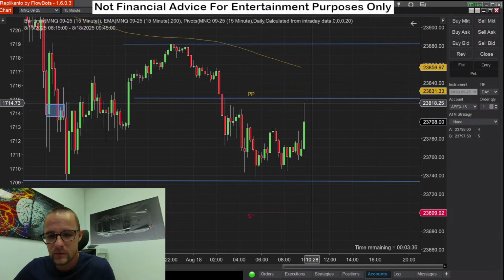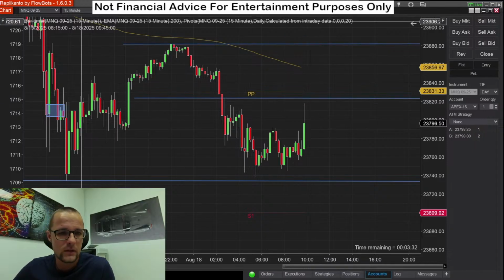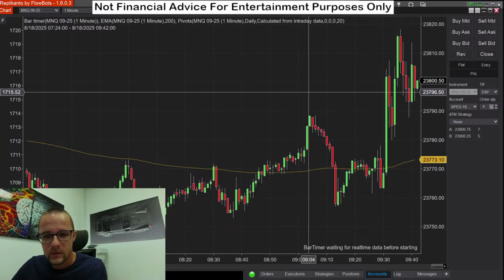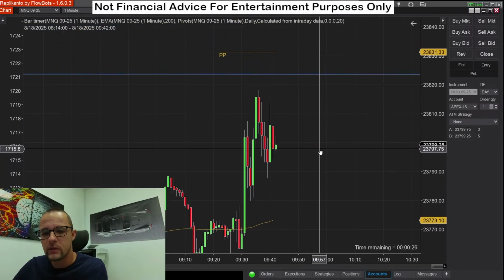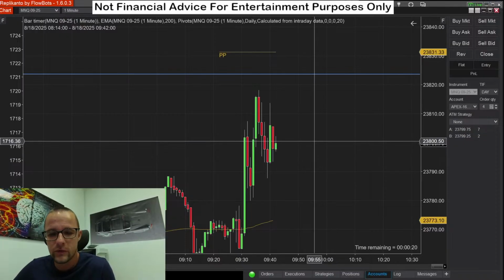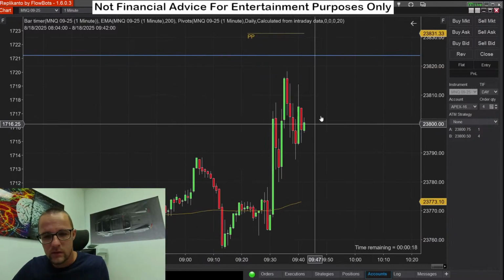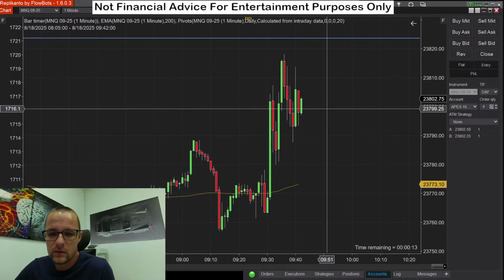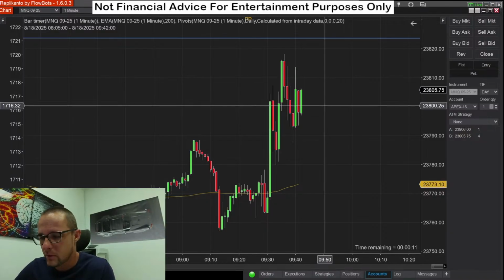So, man, getting this kind of rejection without sweeping that level is not something I really like to see. Like I said, we're going to get a lot of chop here until we get away from that VWAP. VWAP is right here in this area, so we're chopping right below and above VWAP.